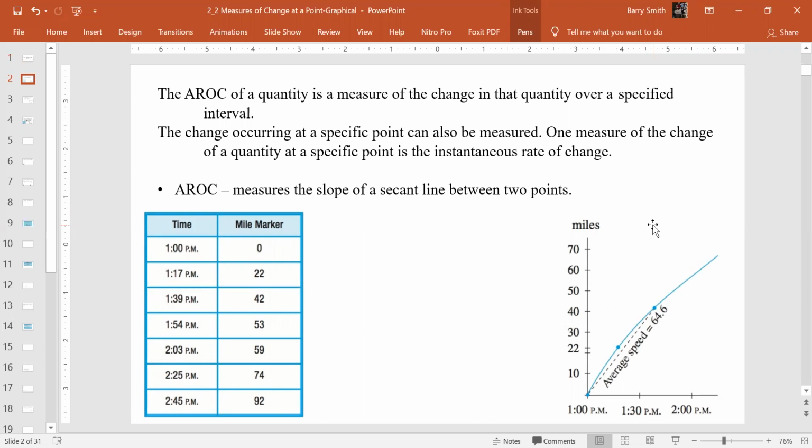Now, the change occurring at a very specific point can also be measured, and one measure of the change of a quantity at a specific point is called the instantaneous rate of change. Now, the AROC, though, measures the slope of a secant line between 2 points. So if we look at our table here, this is a table of data. This is our curve that it represents after we've done a model. And our AROC is basically, from this point 1 to this point here, which is point 3, we can get this average speed of 64.6 miles per hour, okay? And that's the slope of that secant line.